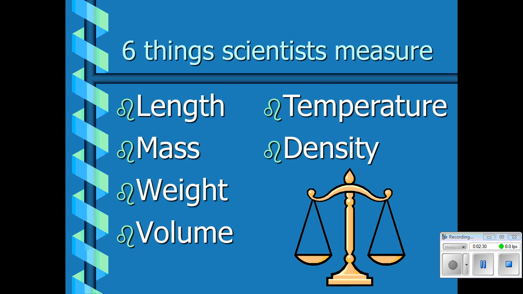And then the 6 things that scientists measure: length, just like distance; mass, how much there is of something; weight, how much gravity presses down on the amount of a certain object; volume, how much liquid of something that there is; temperature, just like weather outside; and then density is how mass and volume are related to each other.